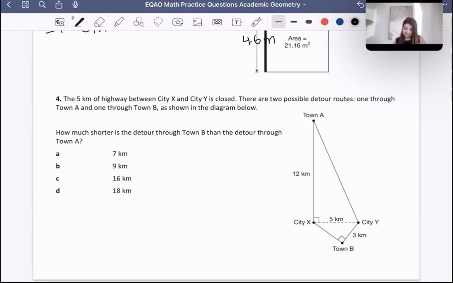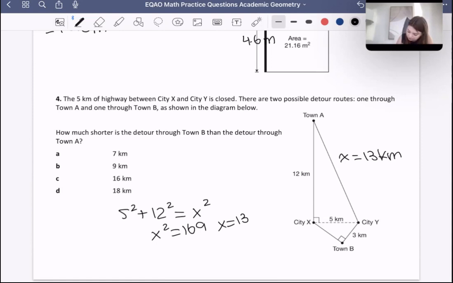But yeah, let's take a look at, first of all, the detour through town A and what that would look like. So by Pythagoras' theorem, we could say that 5 squared plus 12 squared is equal to x squared. Let's just label this x. Let's make up our own variable here. That would mean x squared is going to be 169, and therefore x is 13. So this is going to be 13 kilometers. So the total town A detour would be 12 kilometers plus 13 kilometers, which is 25 kilometers in all.